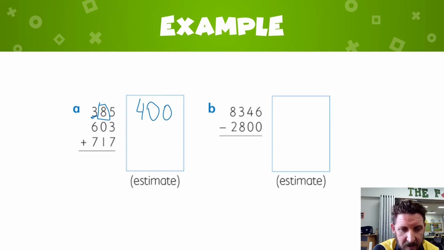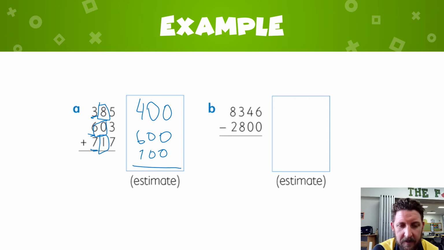I look at the next one, underline my hundreds house, that's a 6, box around the next. It's a 0, it stays the same. I then come down, underline my hundreds, box around the next. It's a 1, it stays the same because we round down. And now I work it out.